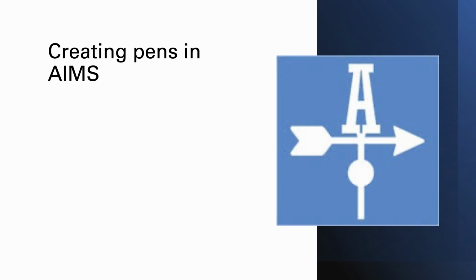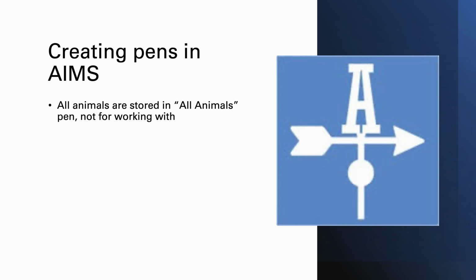Pens are the basis of how animals are handled in AIMS. A pen is simply a group of animals within your database. When you first open AIMS, you will see one pen already created called All Animals. Every animal in your AIMS database is stored in the All Animals pen, but working with all the animals at once is not a user-friendly way to manage animals in AIMS.